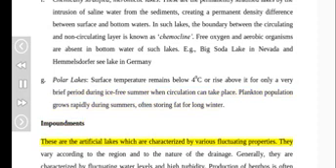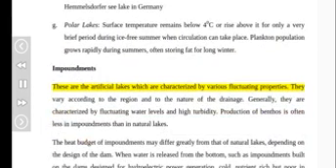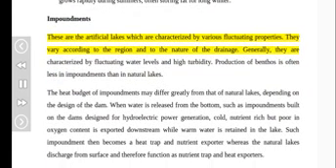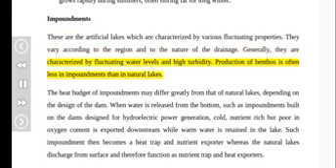Impoundments. These are artificial lakes which are characterized by various fluctuating properties. They vary according to the region and to the nature of the drainage. Generally, they are characterized by fluctuating water levels and high turbidity. Production of benthos is often less in impoundments than in natural lakes. The heat budget of impoundments may differ greatly from that of natural lakes, depending on the design of the dam.